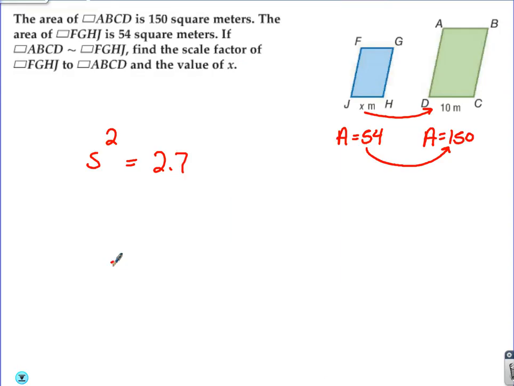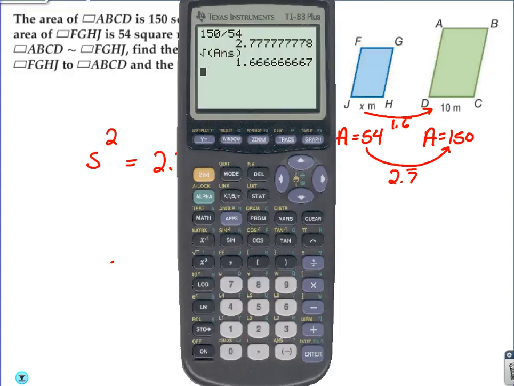So what that means is I can multiply this by 2.7 repeating to give me that. Take the square root of that. That means I can multiply this by 1.6 repeating to give me 10. But the problem is I got to go from 10 backwards. If to go from x to 10 you multiply by 1.6 repeating, how do you go from 10 back to x? You divide by it. So to figure out what x is, we're going to do 10 divided by my answer. That gives me 6.